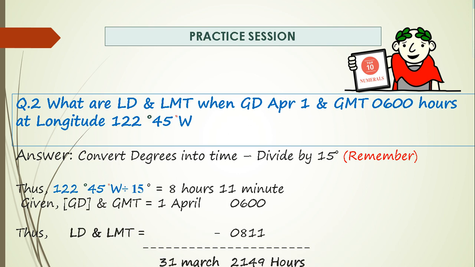So what are the local date and local mean time when the Greenwich date is 1st April, Greenwich time is 0600 hours, and the longitude of the point of observation is 122 degrees 45 minutes west? So convert degrees into time, divide by 15. It comes out to be 8 hours 11 minutes. Subtract 8 hours 11 minutes from the GD and GMT. So 0600 minus 0811, it cannot be. So 1st of April will become 31st March. Add 24 to 6, so it comes out to be 30. So 3000 minus 0811 comes out to be 2149 hours.